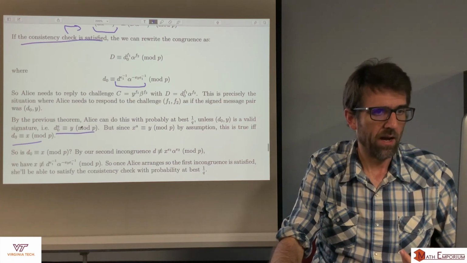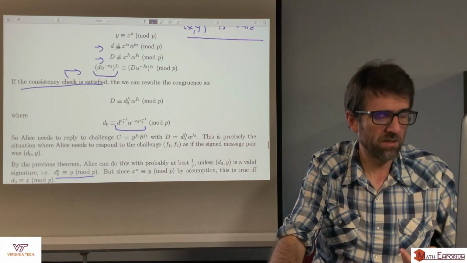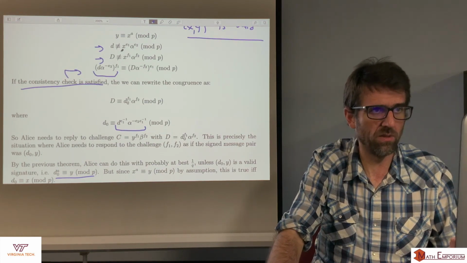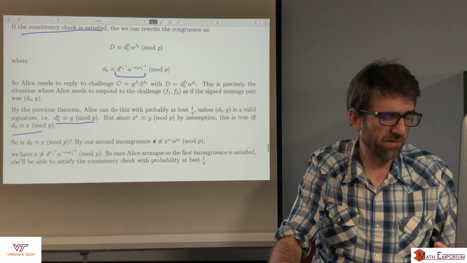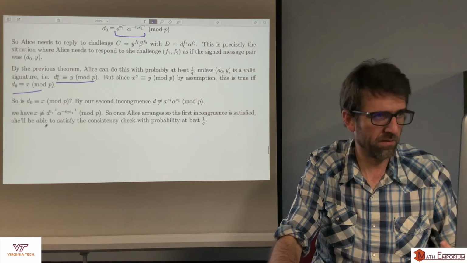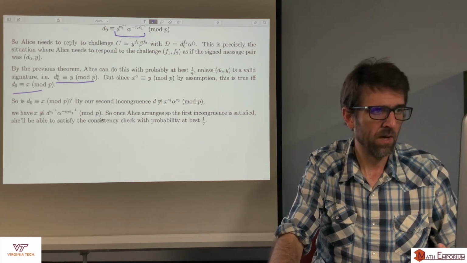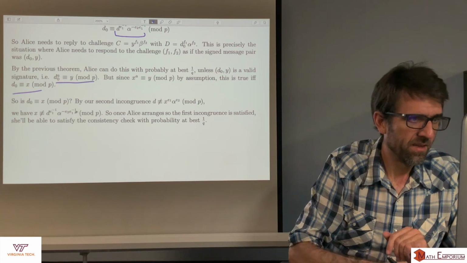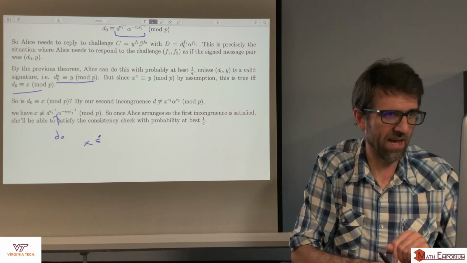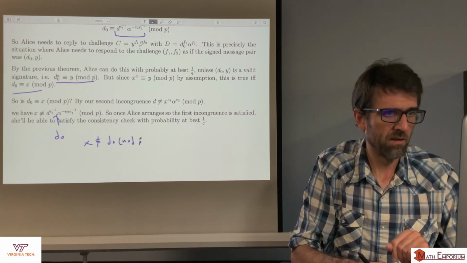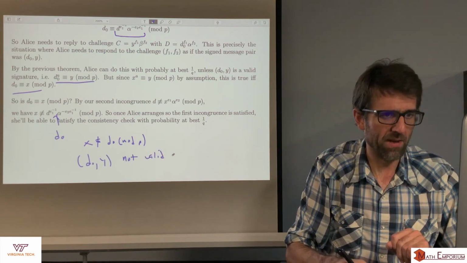By our first incongruence here, d is not congruent to x to the e1, alpha to the e2. And again, I could just rearrange this and solve this for x. So this is saying x is not congruent to d to the e1 inverse, alpha to the minus e2 e1 inverse. But this thing is precisely d naught. So that's just saying that in fact x is not congruent to d naught mod p. So that means d naught comma y is not a valid signed message pair.